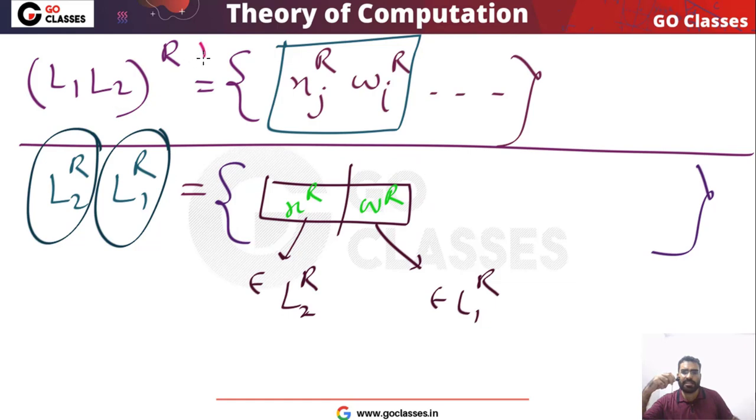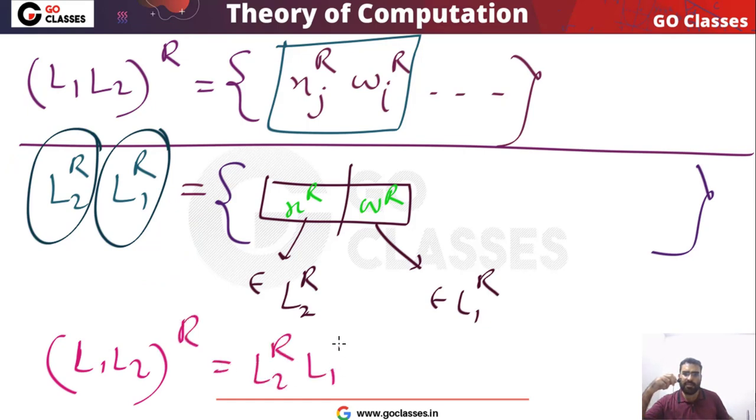So finally I can say these two are same. So I can say that L1 L2 whole reverse is the same as L2 reverse, L1 reverse. Okay, this is your proof. Very simple proof.